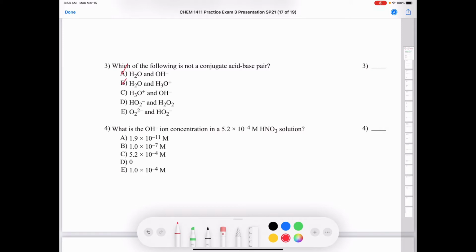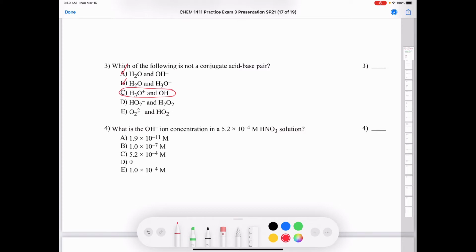If we look at C, these are not conjugates of one another, right? If hydronium, H3O+, loses a proton, it simply becomes water. It doesn't become hydroxide. And if hydroxide, OH-, gains a proton, again, it becomes water. It does not become hydronium, and so these are not conjugates.